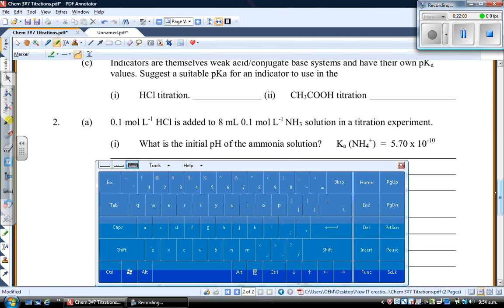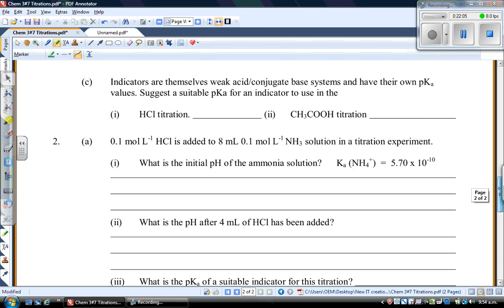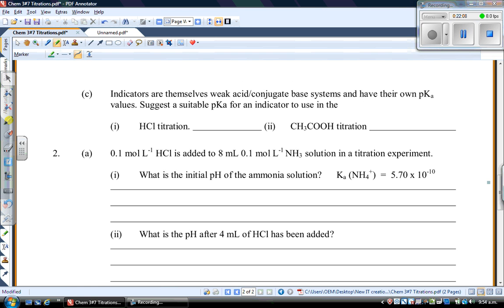I'm just going to, for completion, cover the other side of this worksheet. This worksheet then continues on to a weak base strong acid titration, so the third type of titration curve. There's a little question here, part C from question 1.